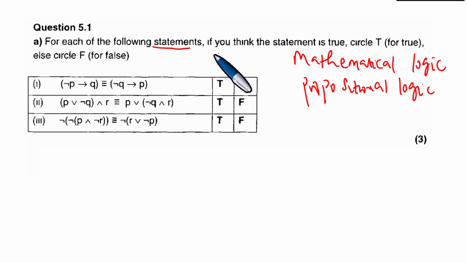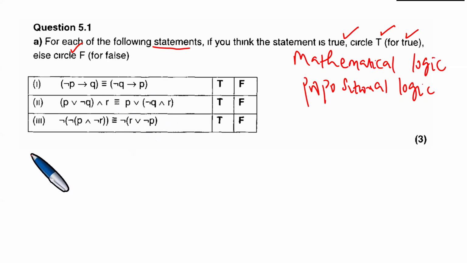For each of the following statements, if you think the statement is true, circle true (T), else circle false (F). Right, so let us look at these. Here we are looking at Roman figure one in question 5.1, part A. We are saying not P implies Q is logically equivalent to not Q implies P. So we're asking the question, is this true or false?